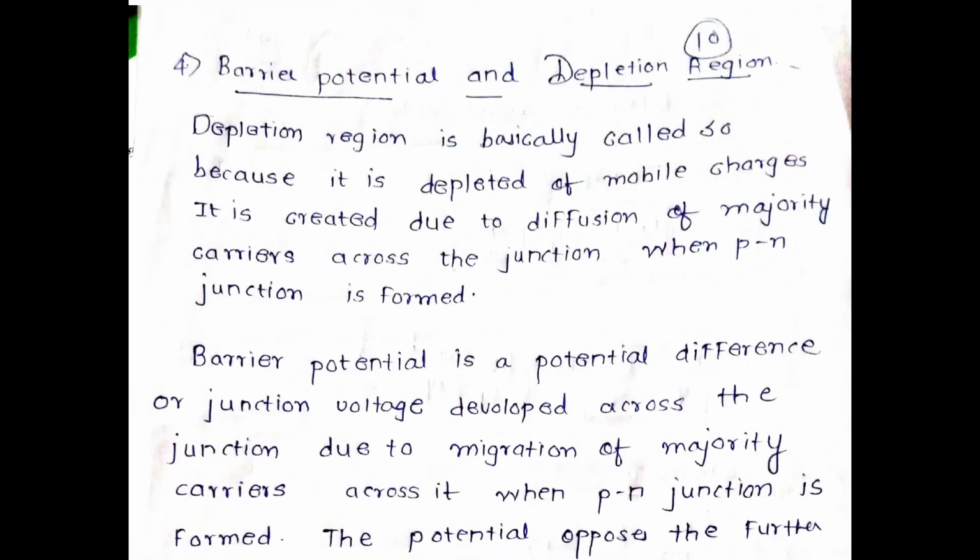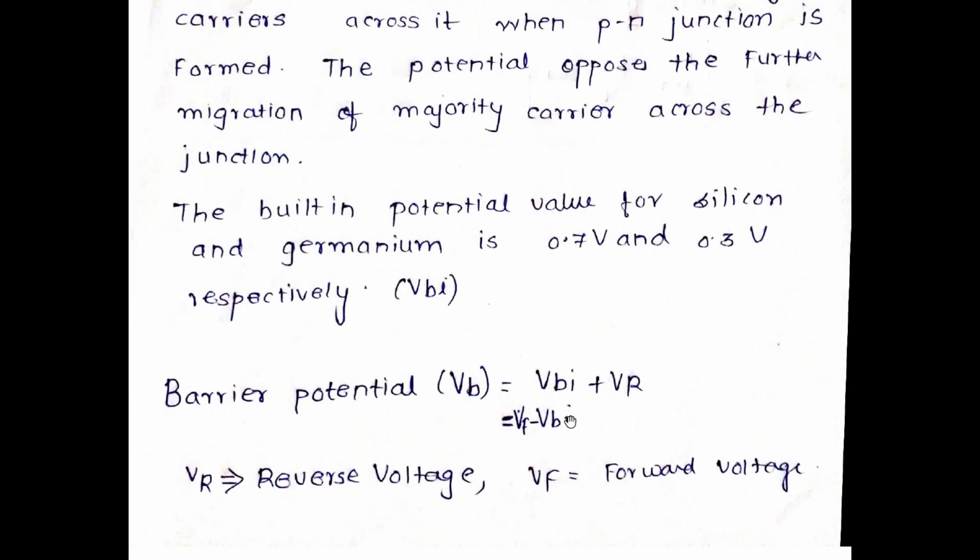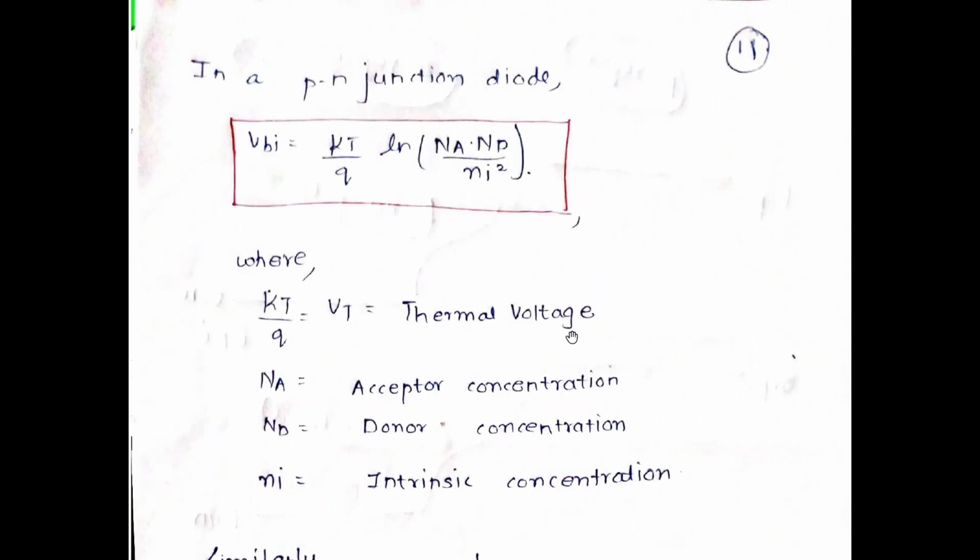So if you know the VB, barrier potential is VBI plus VR or VF minus VBI. But what is VBI equal to? The VBI, that is the built-in potential, is equal to KT by Q into ln Na Nd upon Ni square. Now these terms are already explained in my previous classes. However, I have written it over here as well. KT by Q is equal to Vt, which is my thermal voltage. Na is the acceptor ion concentration. Nd is the dopant concentration. Ni is the intrinsic concentration.